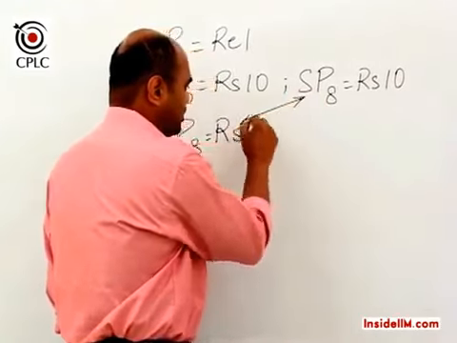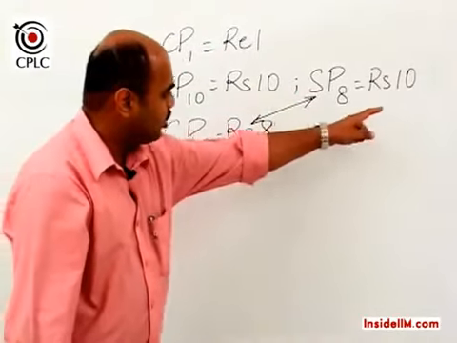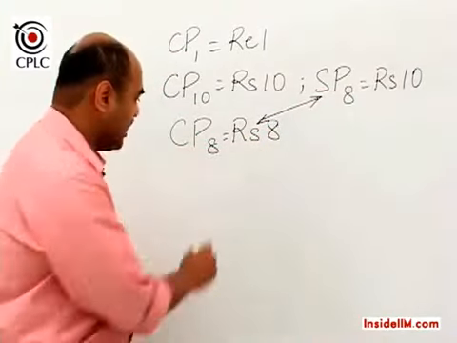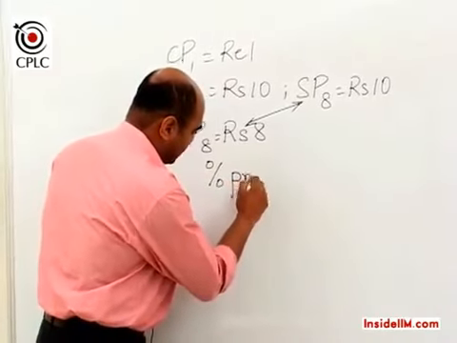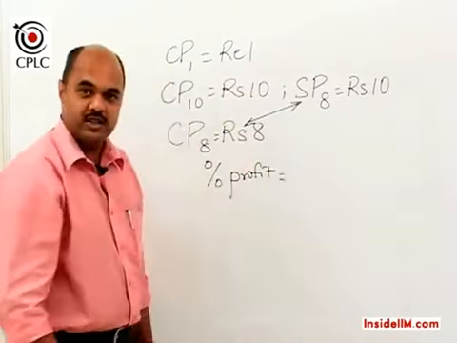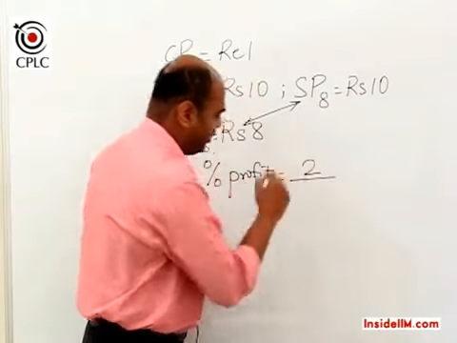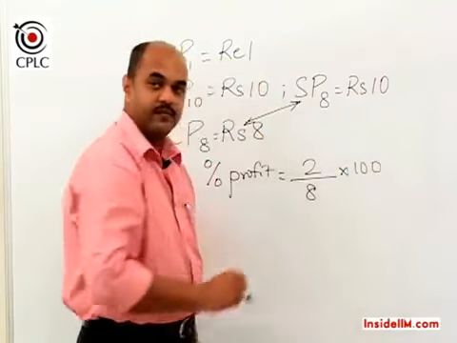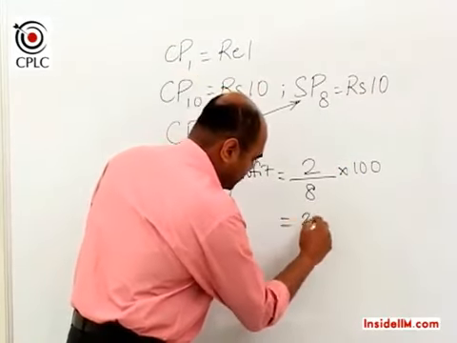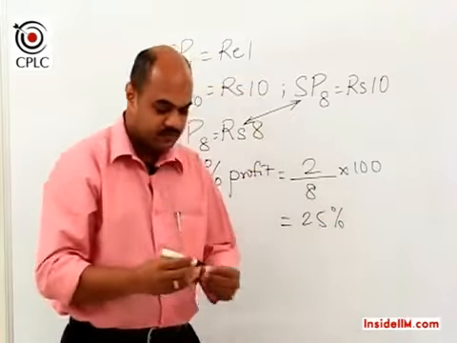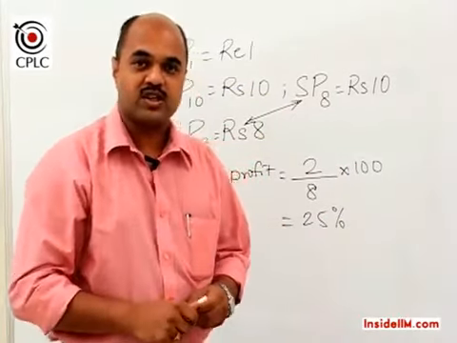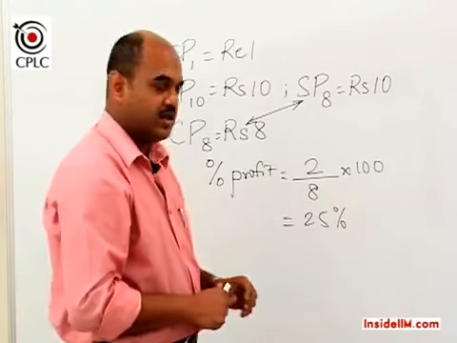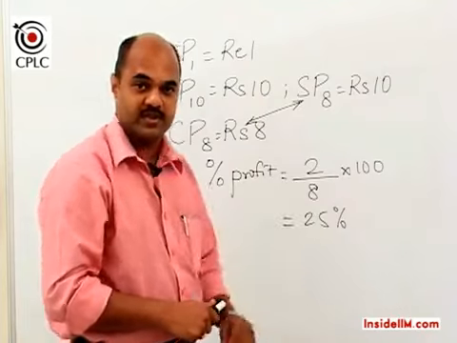Now when I compare these two, I can actually notice that the profit happens to be 2 rupees, 10 minus 8, so 2 rupees. And if I want to find the percentage profit, where the formula is profit, which is 2, upon cost price, which is 8, multiplied by 100. And hence the percentage profit in this case is 25%. So where the problem given was cost price of 10 articles is equal to selling price of 8 articles, then the profit percentage is 25%.